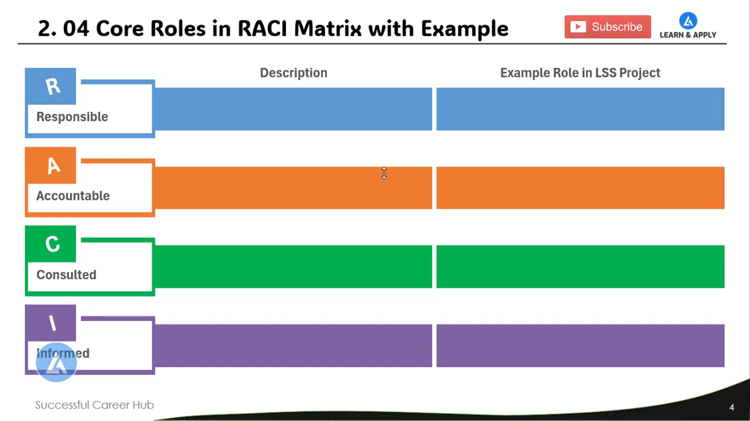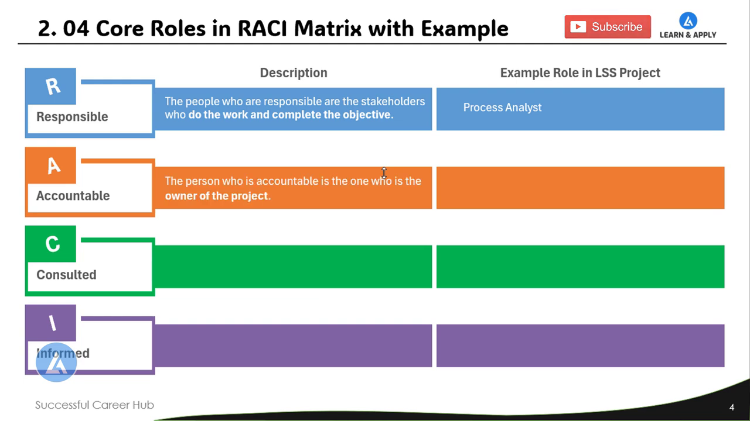We are going to take an example of a Lean Six Sigma project. As we discussed, the first role in RACI matrix is R, that is responsible. The people who are responsible are the stakeholders who actually do the work and complete the objective of the task or project. In Lean Six Sigma project implementation, that role can be taken by the process analyst or process owners. The next role is accountable. The person who is accountable is the one who is owner of the project. In Lean Six Sigma project implementation, the accountable person will be the project champion.